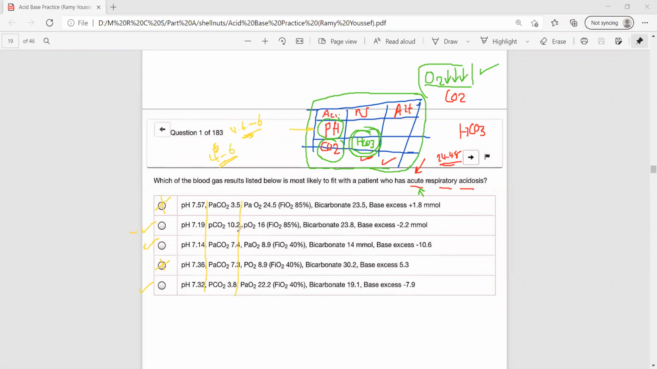This one, pH is, PCO2 is 10.2. This is right. Yes. Okay, 7.4, yes, elevated. 3.8, no, this is excluded. So until now, I still have two choices. Let's go for the HCO3.